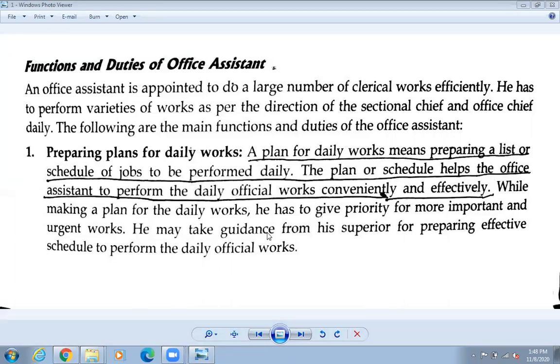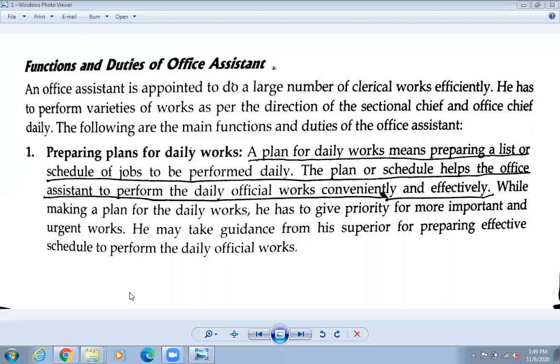So he may take the guidance from his superior for preparing an effective schedule to perform the daily official work. Right? So for daily official work he must have guidance from other superiors also. Take advice from seniors so that he can work in the office properly. The main work is to make the daily schedule.